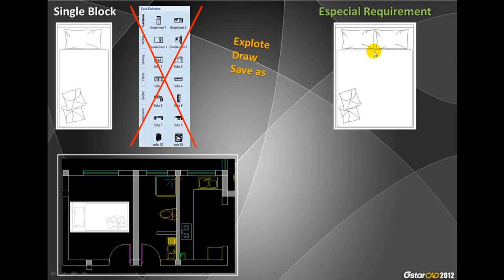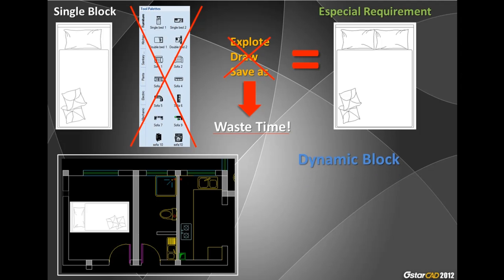You have to do 3 steps. You must explode, redraw, and save as. You should perform these three commands to get this special requirement. But when you are doing these 3 steps, you are wasting time, because there already exists another way, an easy, faster, and efficient way to do this, and we are talking about dynamic block. Okay, let's see what you can do with dynamic block.